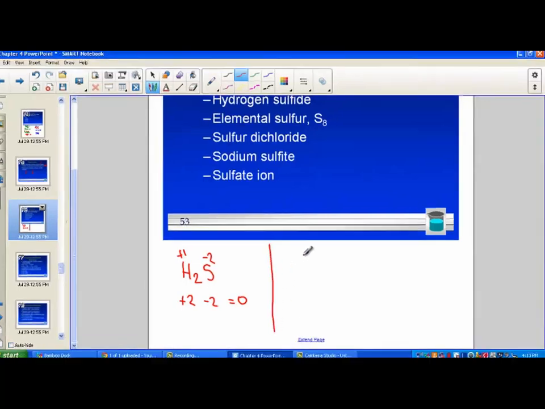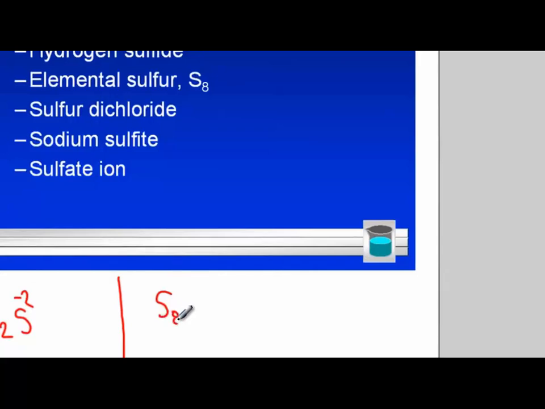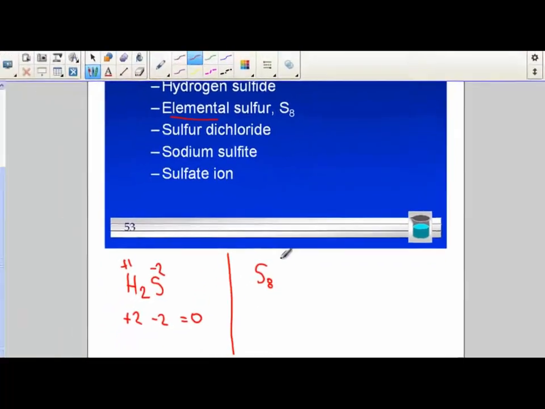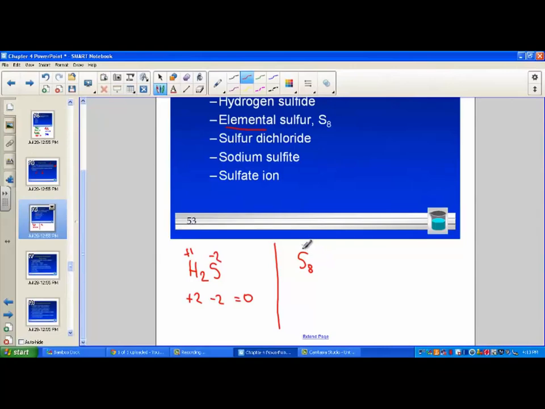Elemental sulfur, S8. This is commonly called flowers of sulfur. Well, here's the big key word right here, elemental sulfur. The way we find sulfur in nature is assigned a 0. Any element found in its natural state has an oxidation number of 0.